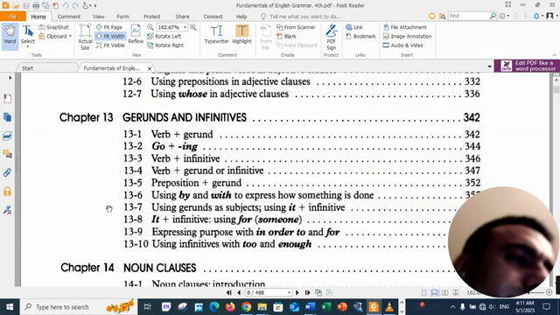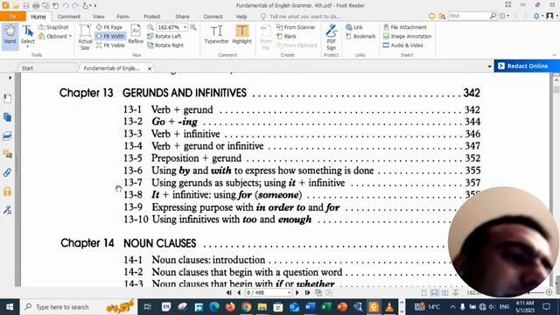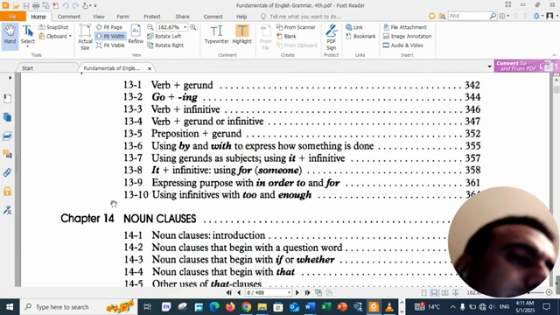Chapter 13, gerunds and infinitives. 13-1, verb plus gerund. 13-2, go plus ing. 13-3, verb plus infinitive. 13-4, verb plus gerund or infinitive. 13-5, preposition plus gerund. 13-6, using by and with to express how something is done. 13-7, using gerunds as subjects, using it plus infinitive. 13-8, it plus infinitive using for someone. 13-9, expressing purpose with in order to and for. 13-10, using infinitives with too and enough.